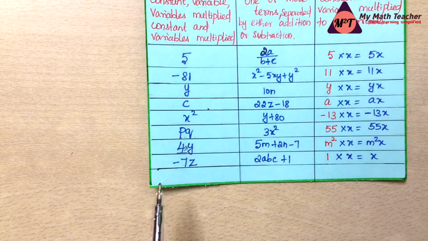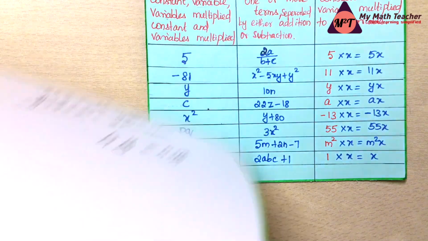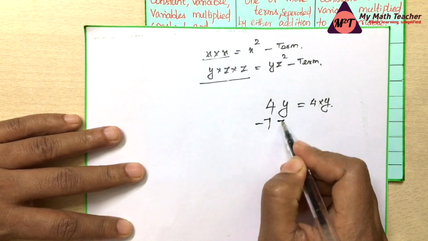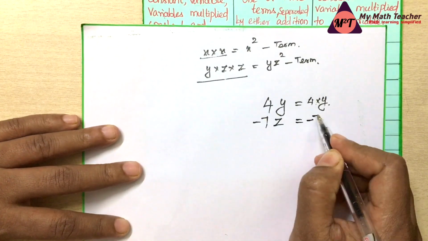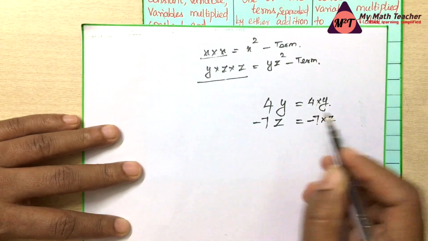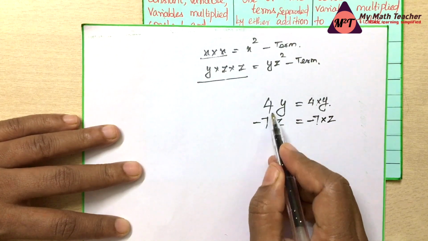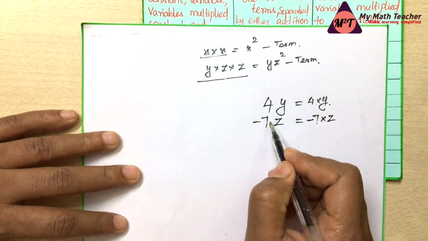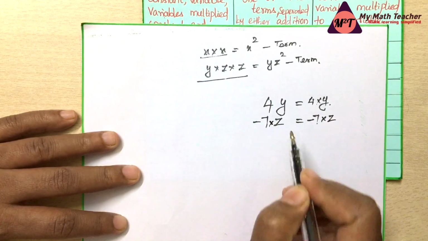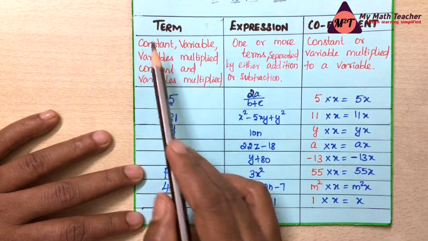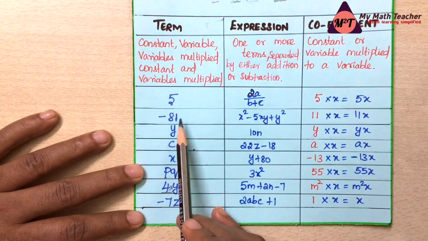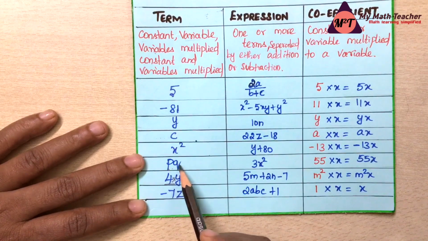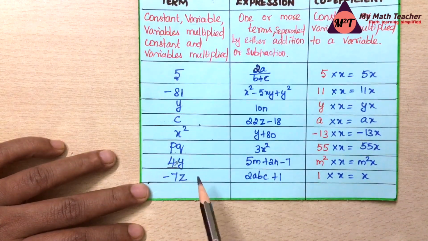The same way, minus 7 into z. So what is the meaning? Minus 7 is multiplied by z. The meaning is minus 7 into z. Always remember, if there is no operator given in between a constant and variable, it means it is a product. Let us sum up the word term. A term can be a constant, simply a variable, variables multiplied, or constant and variables multiplied.